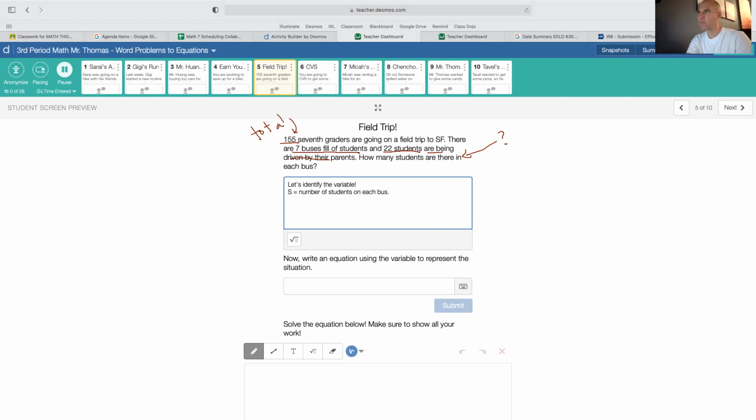All right, so next it says write an equation using this variable to represent the situation. So when you've done questions similar to this in 6th grade, 5th grade, whatever, the natural tendency and what you've probably been trained to do is to immediately start solving this question. You can look at this question and go, okay, there's 155 total and 22 are in cars, so they're not on the buses, so I'm gonna do 155 minus 22, and then that's gonna get me some number, and if I divide that by 7, I'll have all the students on the bus. And you get the right answer.